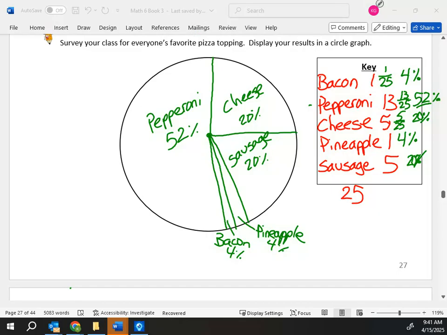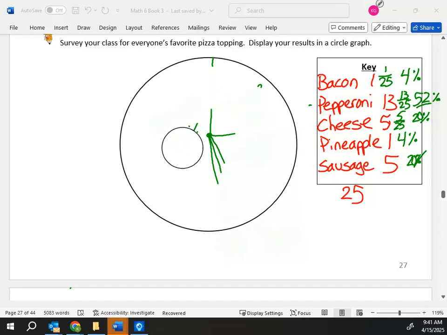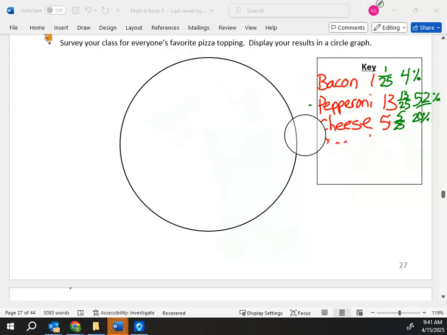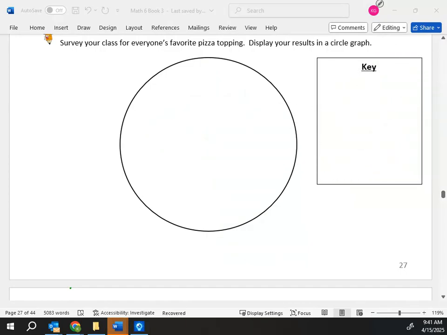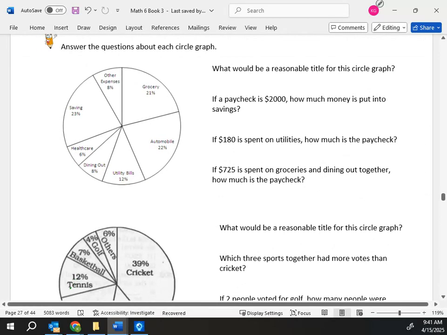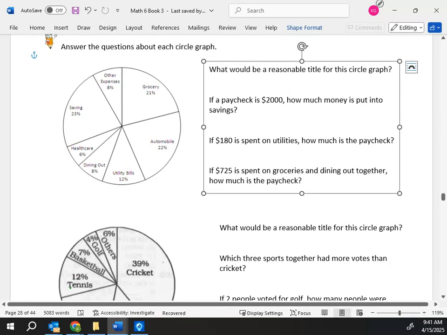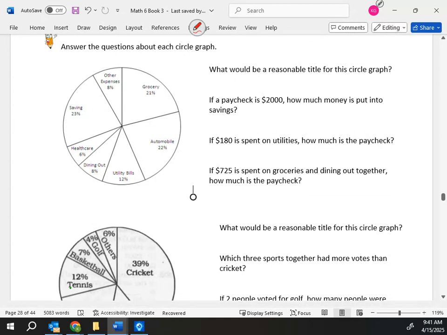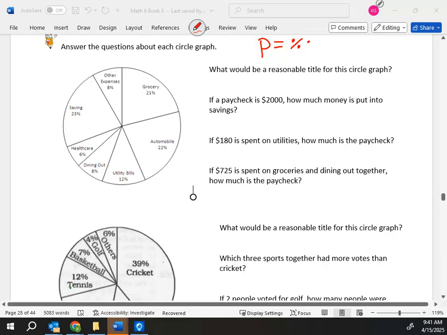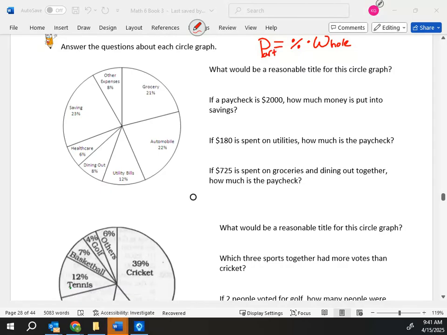All right, let's look at our work page. So answer the questions about each circle graph. Remembering what we know, that if we need to work with those percentages, part equals the percent times the whole. So that part equals percent times whole. So I'm putting that at the top of my page so I remember how to plug my numbers in and know if I'm going to be multiplying or if I'm going to be dividing with those opposite operations.